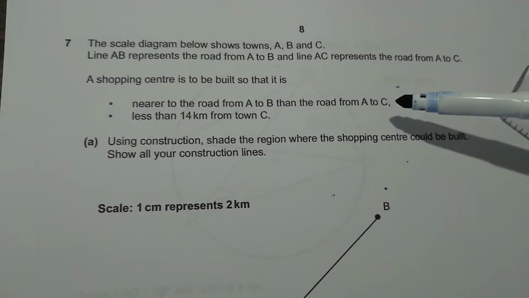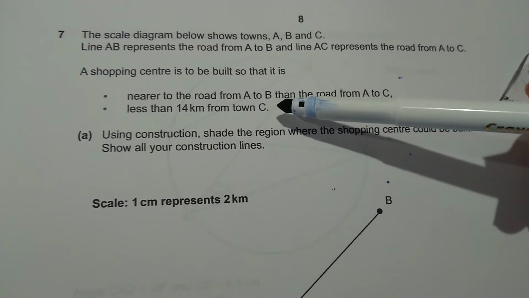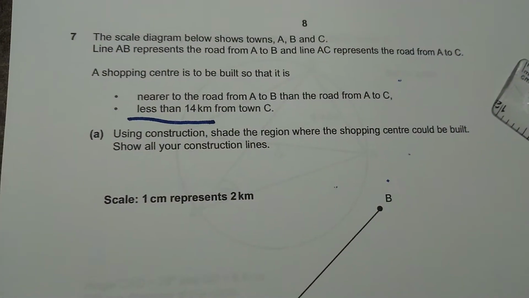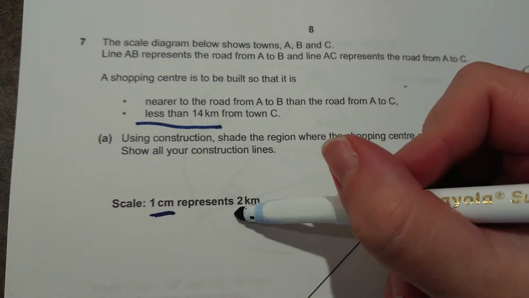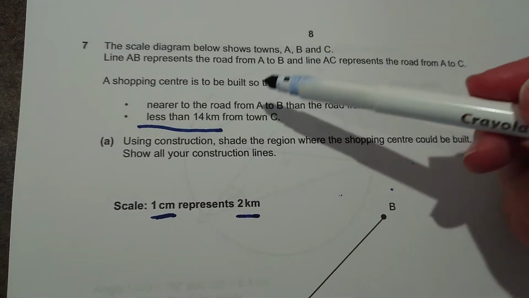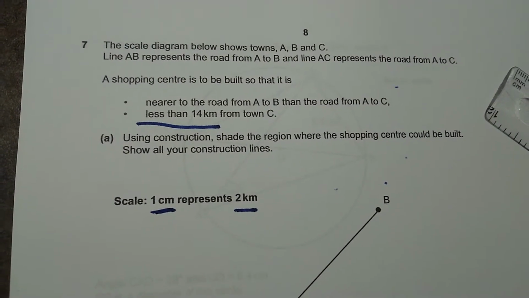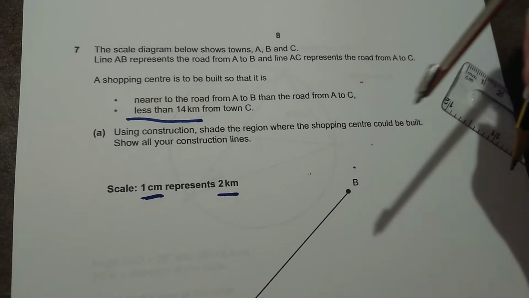That sounds pretty complicated, but when you look at the next bit, less than 14 kilometres from C, that's pretty easy to do. Using our scale here, every centimetre represents 2 kilometres. So if it's 14 kilometres, I would need to open my compass out to 7, which I've already pre-done.